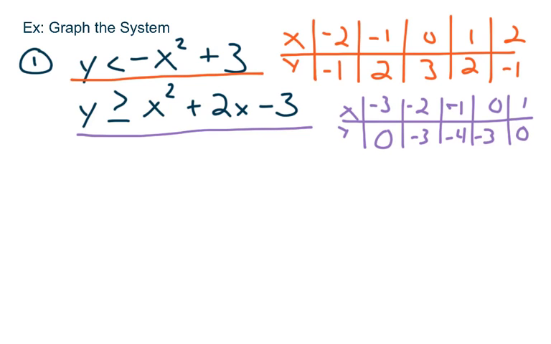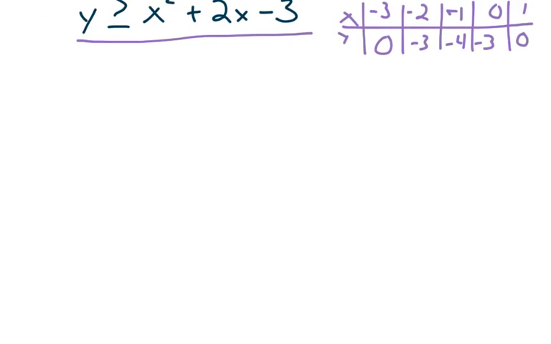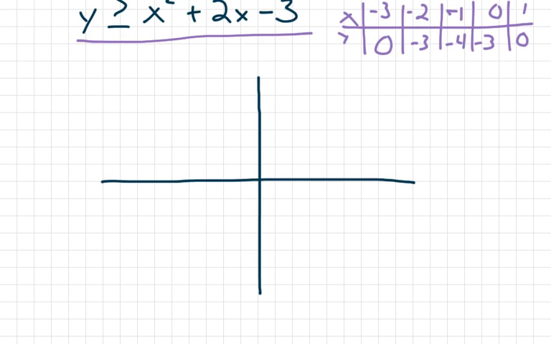Okay? Again, those are just coming from the calculator. Like I said, the focus is not finding the ordered pairs, so I'm not going to spend time showing you how to get those ordered pairs. Okay, so let's go ahead and graph both of these. Let me bring in some graph paper here. Let's draw our coordinate plane. Okay, so we have our coordinate plane.